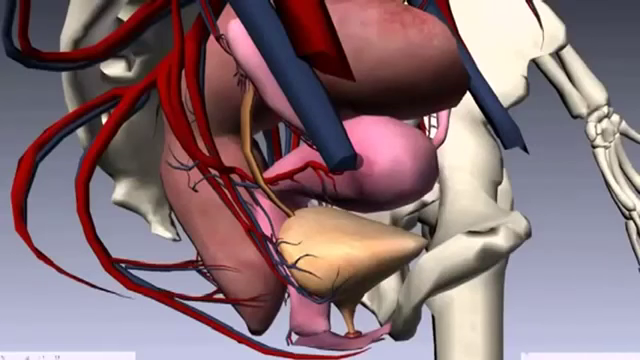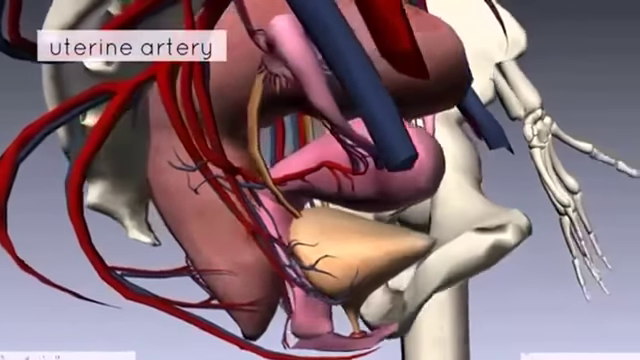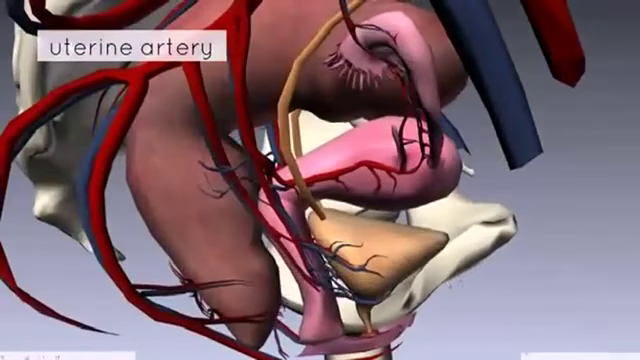So in terms of the blood supply of the uterus, it's supplied by the uterine artery. So if I just rotate the model slightly to the side, you can see this artery running along the length of the uterus. So this is the uterine artery, and it arises usually from the anterior division of the internal iliac artery. And this artery actually runs in the base of the broad ligament.